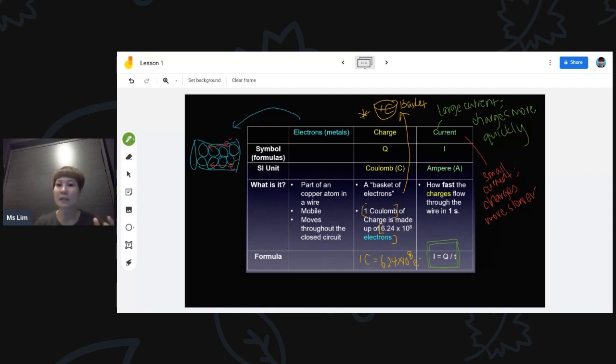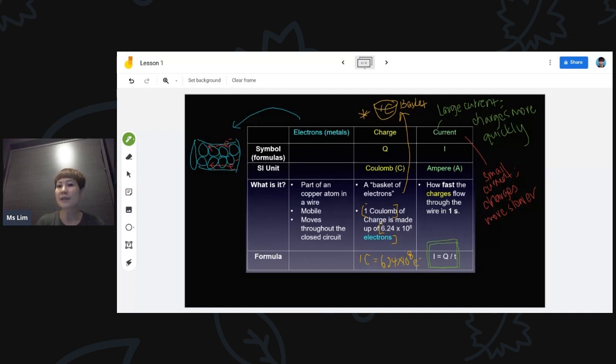So likewise, in a circuit, if the current is large, it means the charges move quickly, which means the energy can be transferred quickly from the source to the various electrical components. Okay? And if the current is small, it just tells you that 1 coulomb of charge moves slowly. So the slower they move, the slower the energy is being transferred.